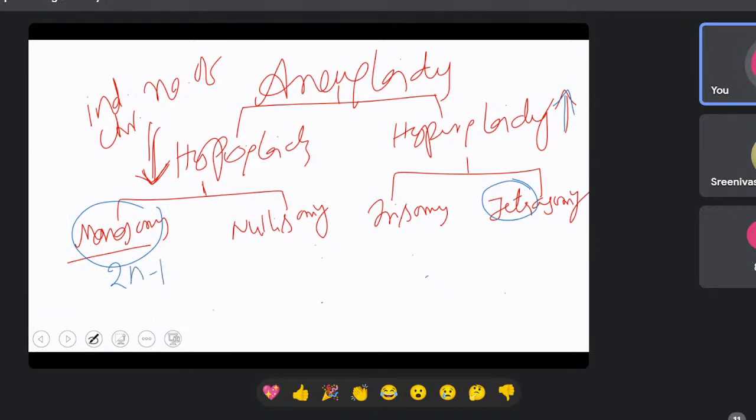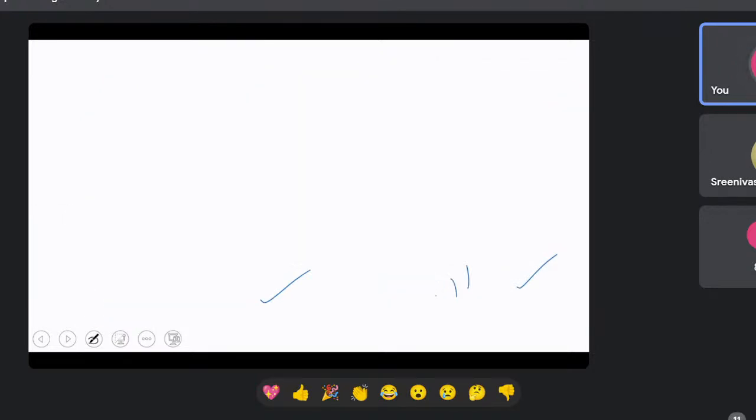Monosomy 2n minus 1, nullisomy 2n minus 2, trisomy 2n plus 1, and tetrasomy 2n plus 2. Double monosomy 2n minus 1 minus 1, double trisomy 2n plus 1 plus 1, likewise double nullisomy, double tetrasomy also. So this is all about the mutations. Hope you understood well. If you have any doubt, please ask me. Otherwise, we'll close this here.